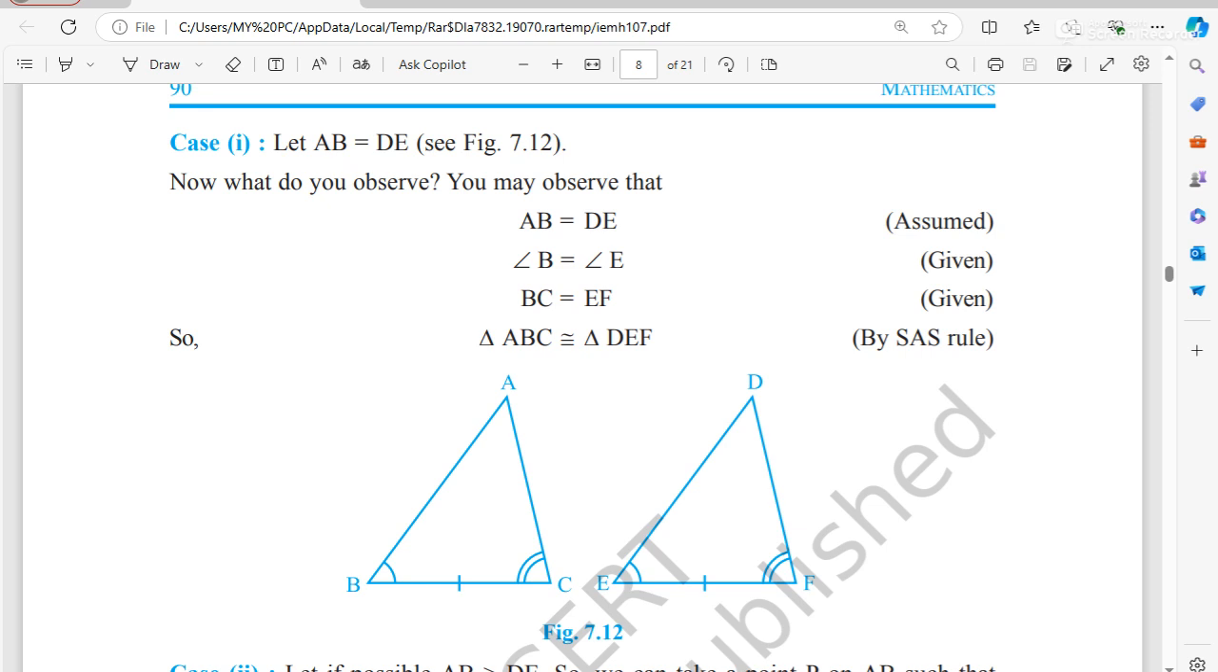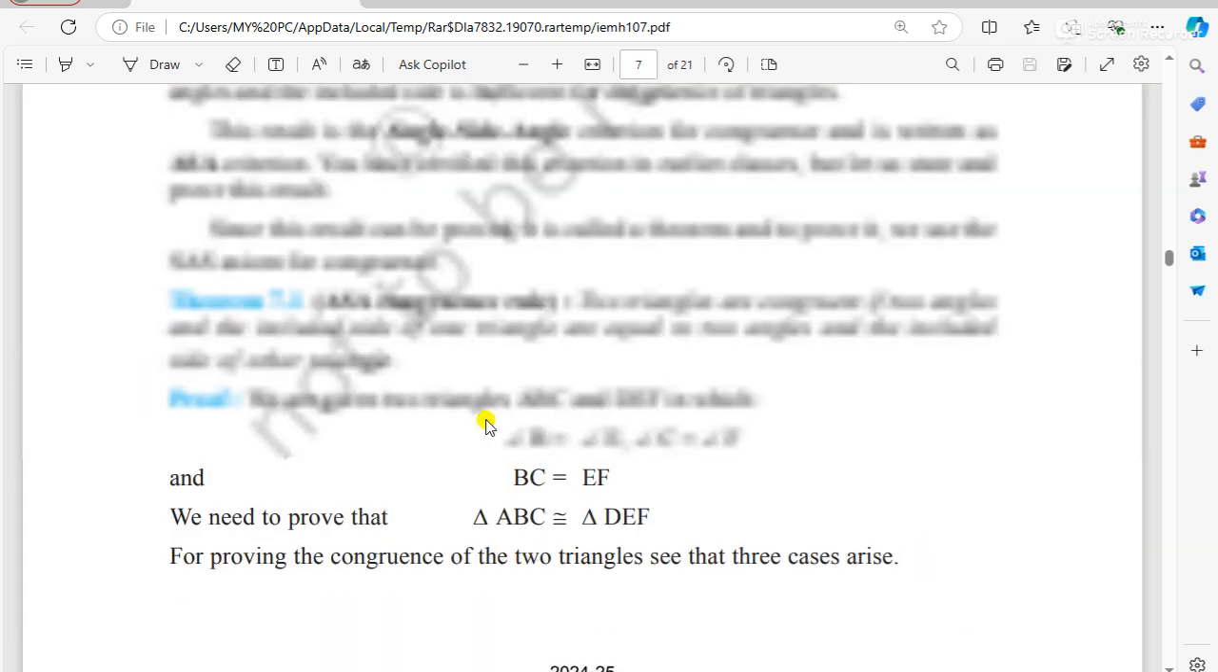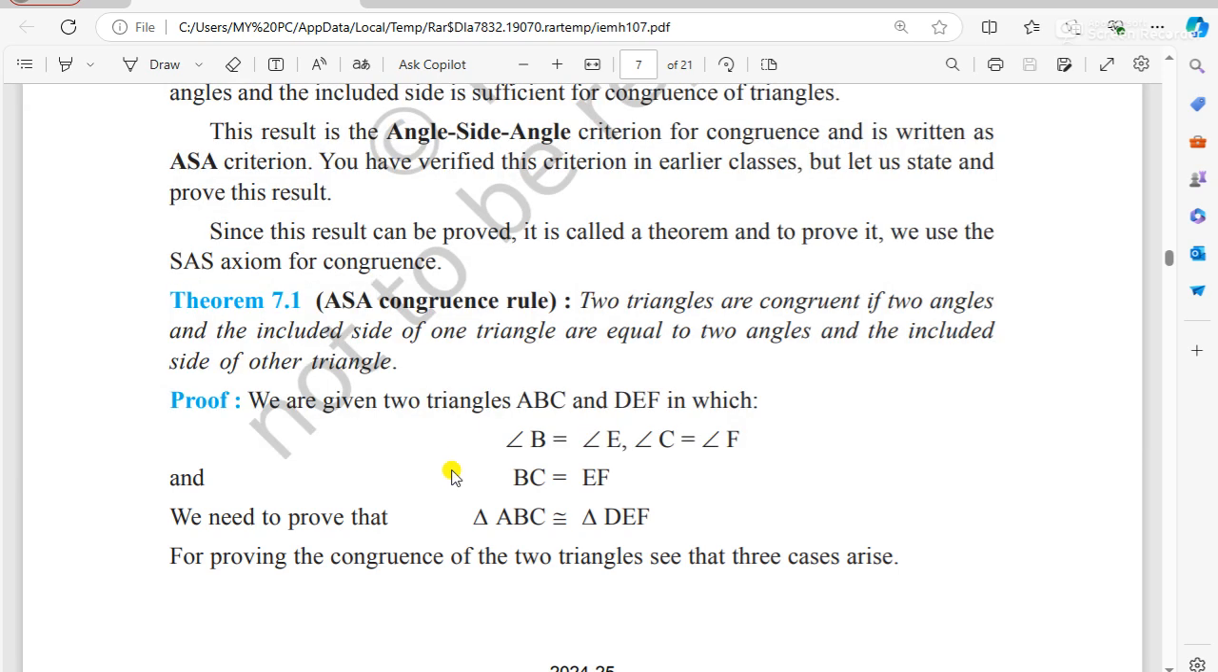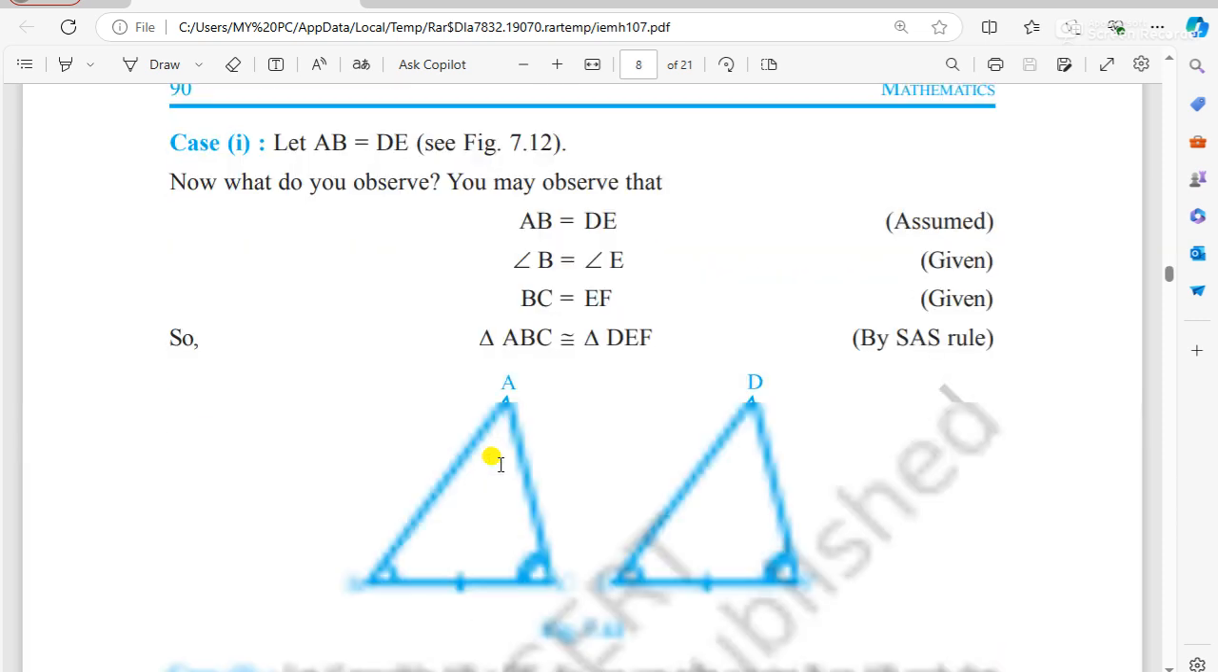Now we'll go to the next phase. Here you can see that this is theorem 7.1, the angle side angle congruence rule. Two triangles are congruent if two angles and the included side of one triangle are equal to the two angles and the included side of the other triangle. This is theorem 7.1, right?